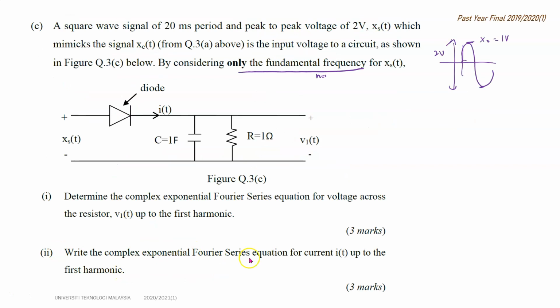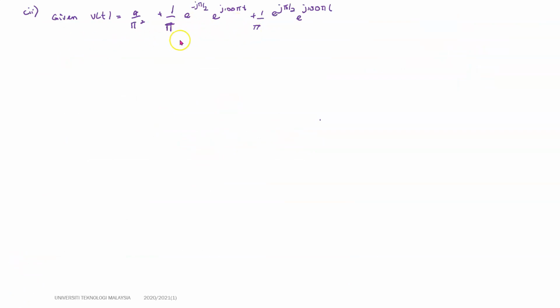The question is, you have to find the complex exponential Fourier series equation for current IT, up to the first harmonic. So it means that you can just divide Vt by the total impedance. So you need to find the total impedance first. Zt is given as R parallel with Xc. Basically you calculate the value of total impedance, which is R times 1 divided by j omega c, divided by R plus 1 divided by j omega c.